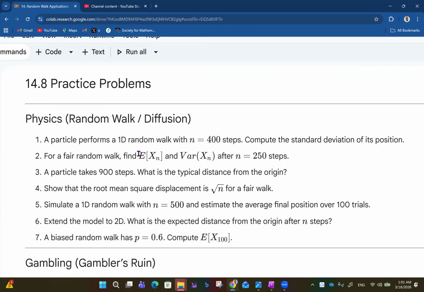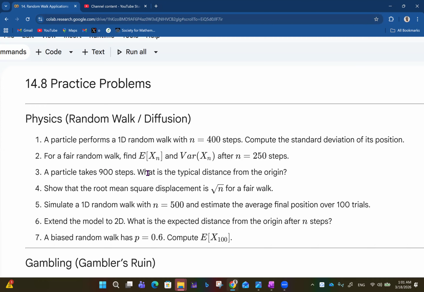For a fair random walk, find expectation of xn and variance of xn after n equals 50 steps. So for a fair random walk, probability is 0.5. So expectation of xn is 0.5 and the variance of xn is simply n. So if you use 250 steps, it means that variance of xn is 250 because it's a fair random walk, or a simple symmetric random walk.